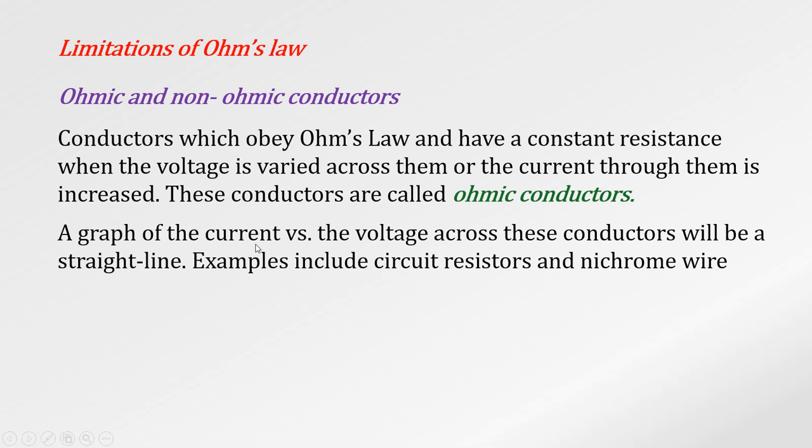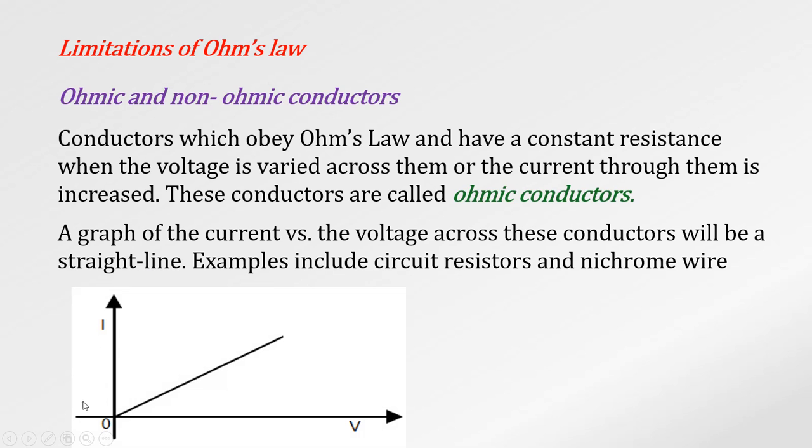A graph of current versus voltage across these conductors will be a straight line like the one I showed you, or this one here. Once the graph is like this, then these conductors obey Ohm's law and they are called ohmic conductors. Examples include copper wires, nichrome wires, and constantan, as you see in the lab. Those obey Ohm's law.